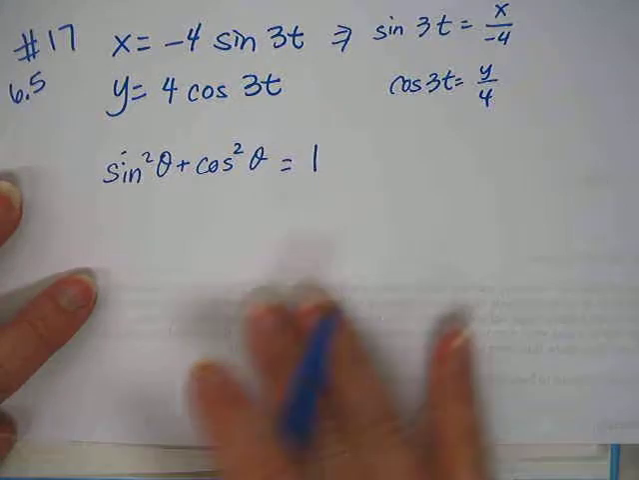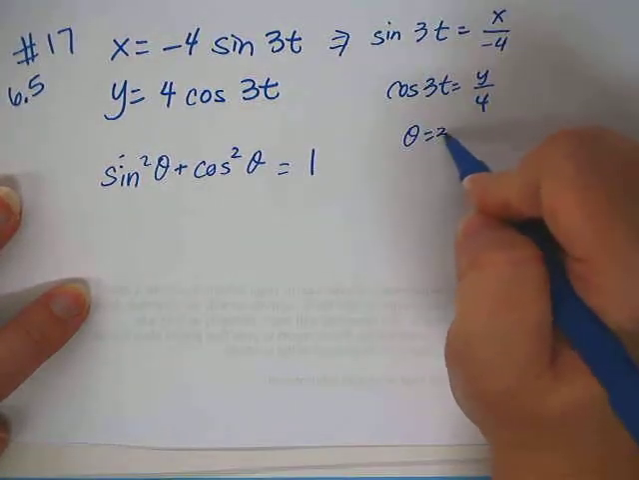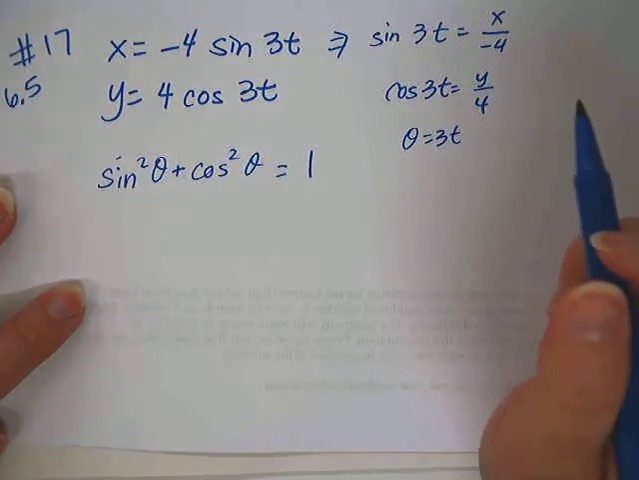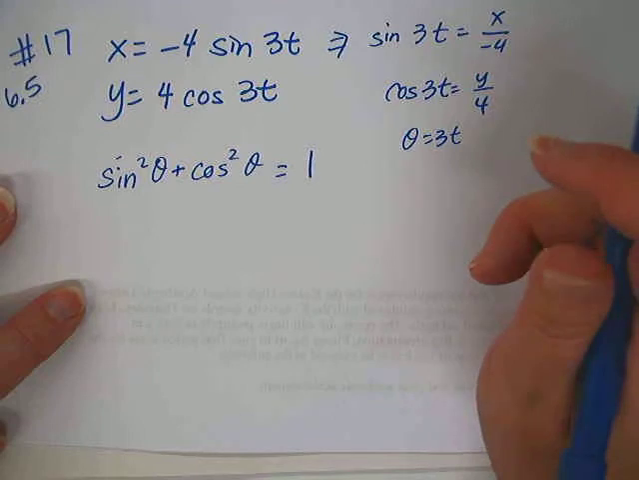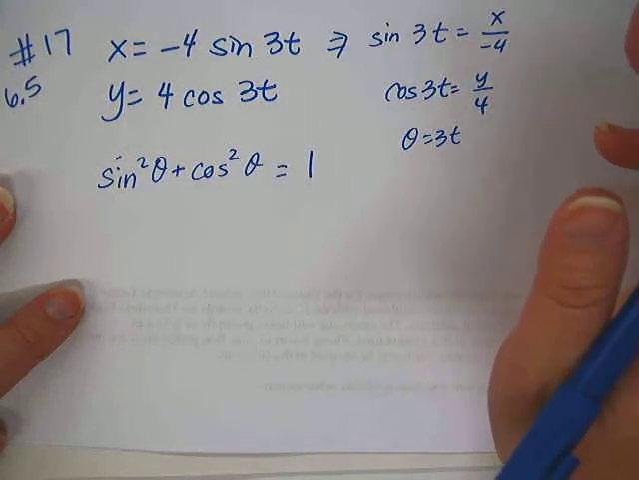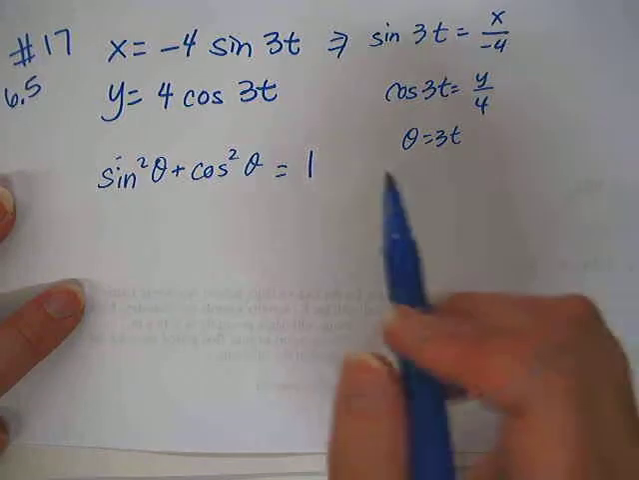And that should equal 1, right? Well, let's just say that theta equals 3t. That just means whatever the time is, it's multiplied by 3. But the fact is, we're getting rid of the parameter. So do we even care that the parameter is multiplied by 3? No, it really doesn't matter because all we're doing is getting rid of the parameter. We just want to know what x and y are doing.